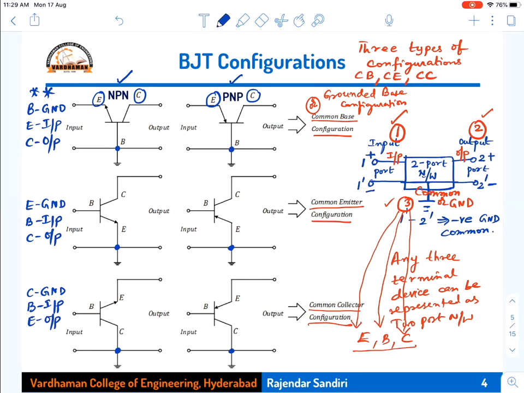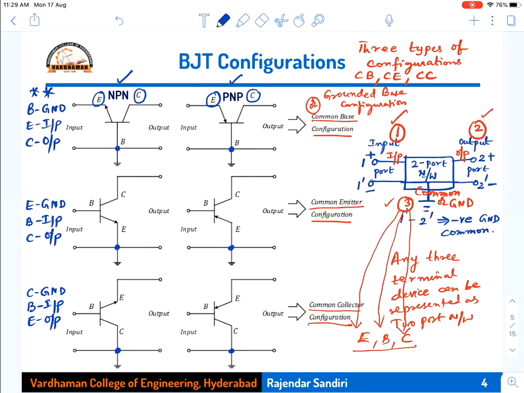So these are all the things. Common emitter configuration, common base configuration, common collector configuration. I am telling that it is a two-port network. It is represented as a two-port network. In the two-port network, it will have an input terminal, an output terminal, and a common terminal. The common terminal is for both the ports. In both the ports, the negative terminals we call the common terminal. So in total, three terminals are there.